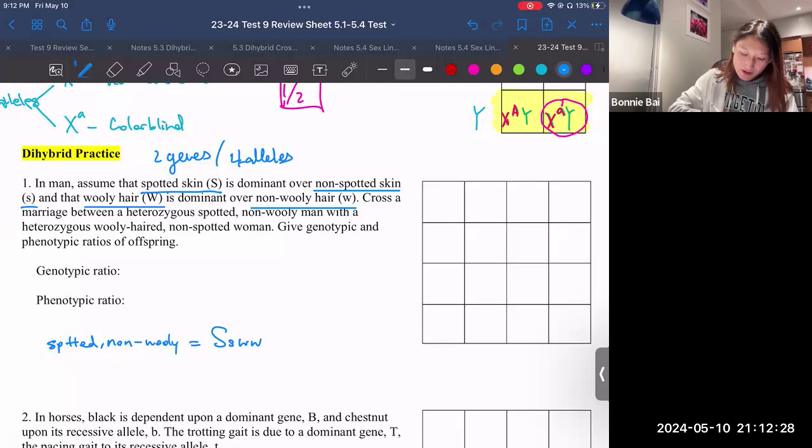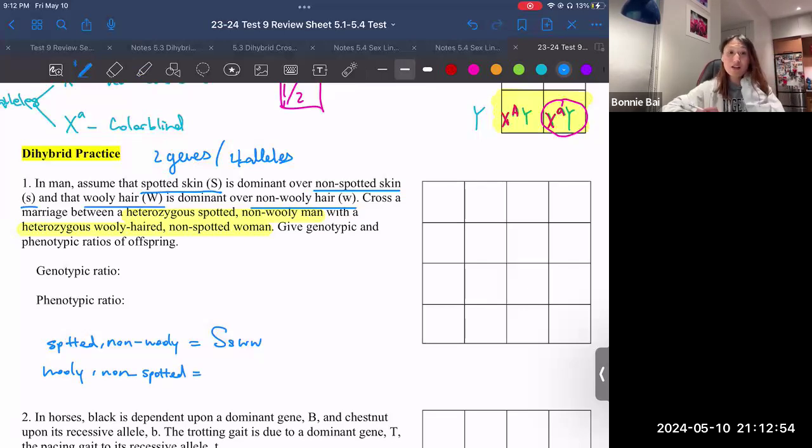This is a man who marries a heterozygous... Let me just highlight this real quick for you. Heterozygous spotted non-woolly man. It's such an interesting wording. Versus heterozygous woolly non-spotted. Okay, see, it's trying to play tricks on us. It's trying to switch the letters.